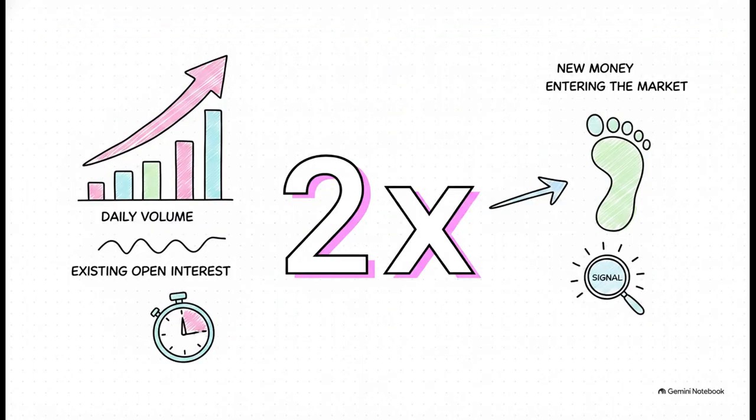Now, here is your absolute golden rule for spotting that new money. When daily volume at a specific strike is more than 2 times the existing open interest, you are looking at the definitive footprint of fresh money. Think about it. If a strike has an OI of 1,000 and 3,000 contracts trade today, it's a mathematical certainty that new positions are opening. Seriously, this is one of the most information-rich signals you'll ever find on the tape.